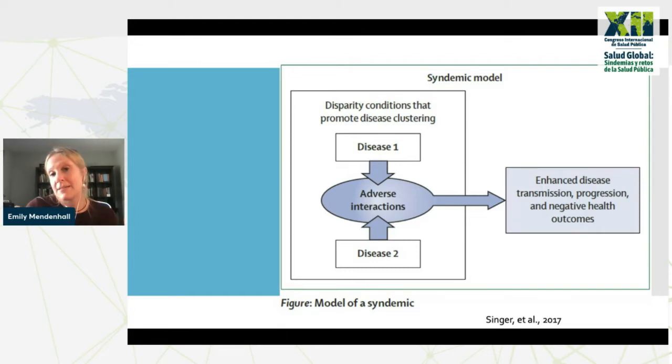But the fact that these conditions come together matters, although I have a new special issue in Social Science and Medicine coming out that is all about deconstructing and understanding this complexity that is driving the interaction and clustering of diseases. But you can see from this model here that the most important point is that these diseases do cluster in a meaningful way in a region, in a city, in a space, in some geographical frame, interact, and then enhance disease transmission, progression, and negative health outcomes.